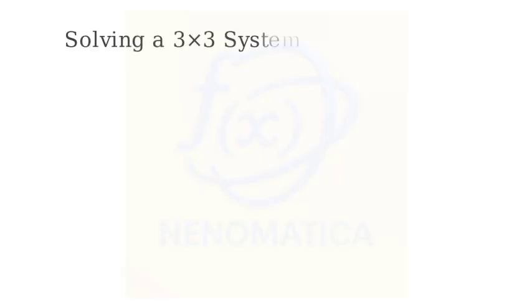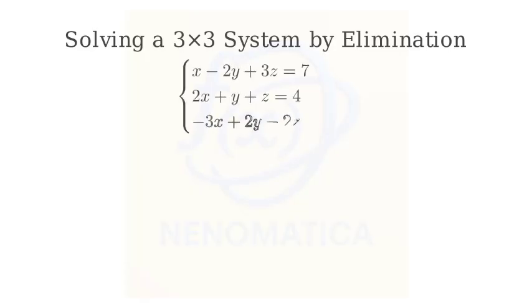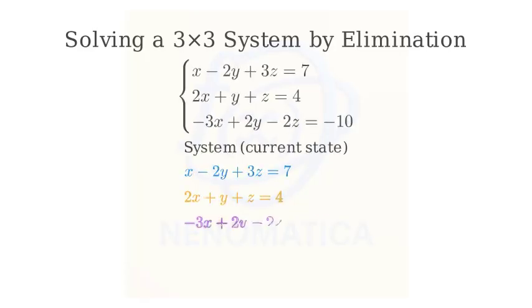In this lesson, we will solve a 3-by-3 linear system using a clean elimination strategy. Here is our system. We label the three equations: equation 1 in blue, equation 2 in orange, and equation 3 in purple. Our plan: build two new equations that eliminate the variable y.